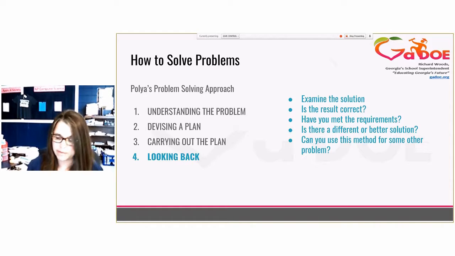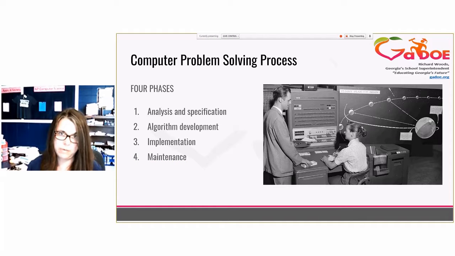I know I've been talking about computer programming, but really you could apply this to any type of problem, not just a programming problem. So now when we do get to programming and the computer, we have the computer problem-solving process. So still relying on Polya's solution, but we're going to apply this to specific computer problems. So the computer problem-solving process is made up of 4 phases. They are similar to what we saw before.